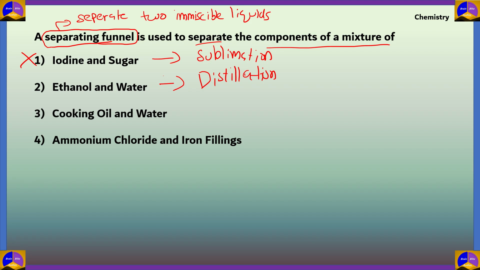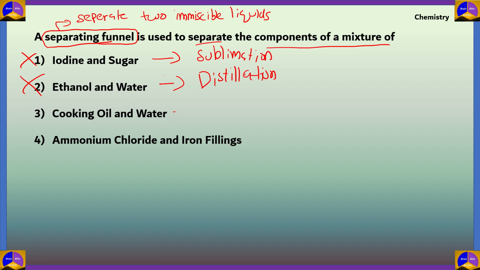So option 2 is separated by distillation. One of the components has a much lower boiling point than the other. So when the one with the lower boiling point is evaporated, the compound with the higher boiling point is left behind, and the component with the lower boiling point is cooled down, and that's how it's done. So both of them are miscible liquids, and so option 2 is also incorrect.